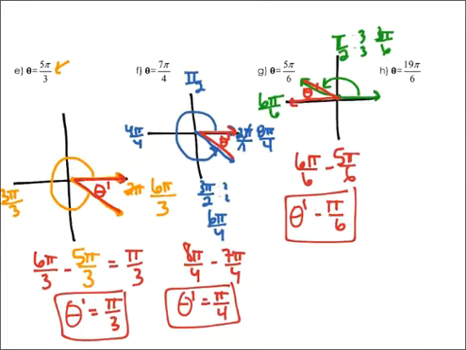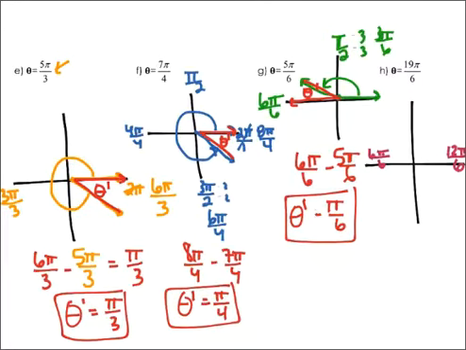Alright, one more here. 19 pi over 6. Squeeze this in right there. Let me get a different color here. I have 6 pi over 6 here. If I go all the way around the circle, I will end at 2 pi, or 12 pi over 6. So notice, we've already had to go around a full circle. So 19 pi over 6 is actually bigger than 2 pi.